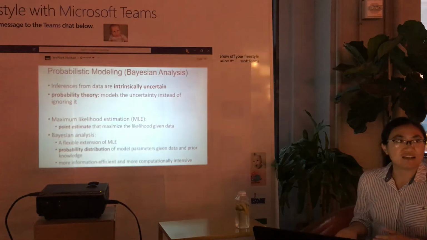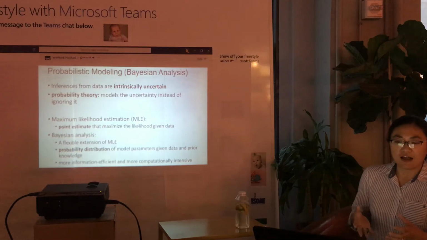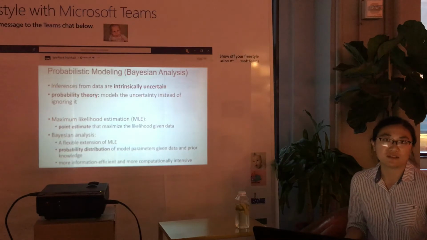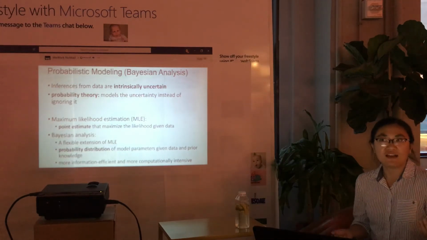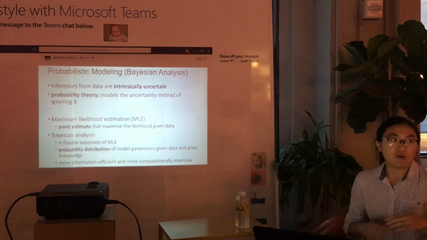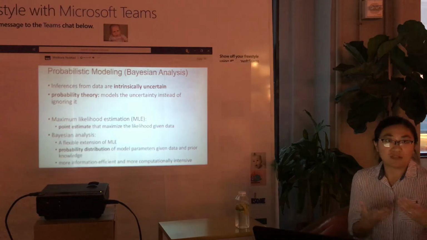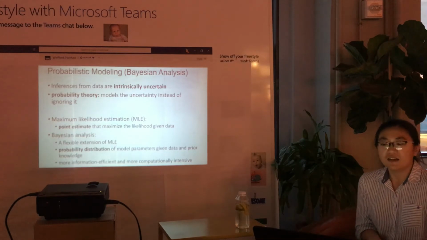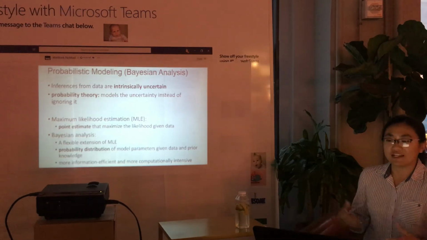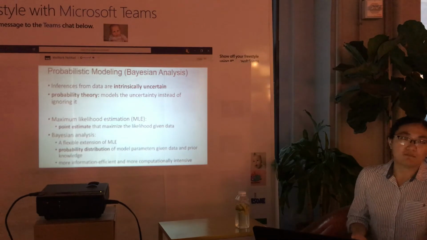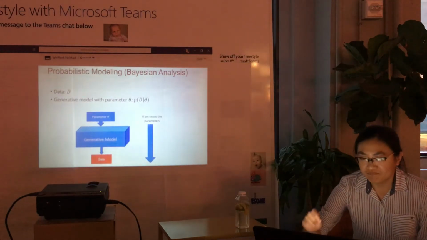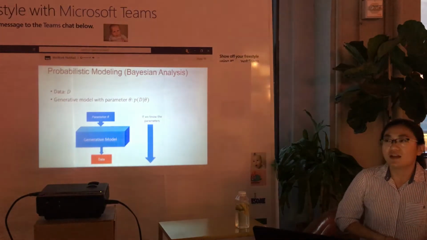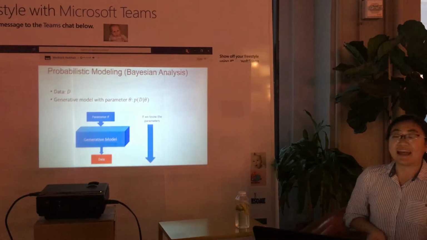So Bayesian analysis is normally more information efficient because we can generate more information about the model parameters. We do not only have a point value, but we also have the whole possible probability distribution and all the uncertainty associated with it. But it is also more computationally intensive to train the model. So now I will talk about the 3 major components in order to perform Bayesian analysis.